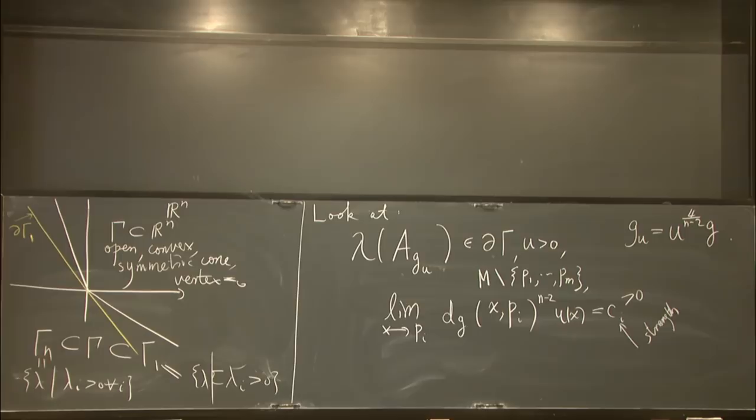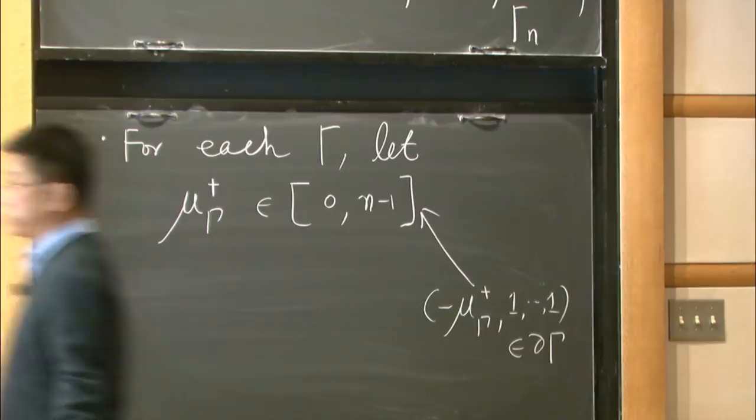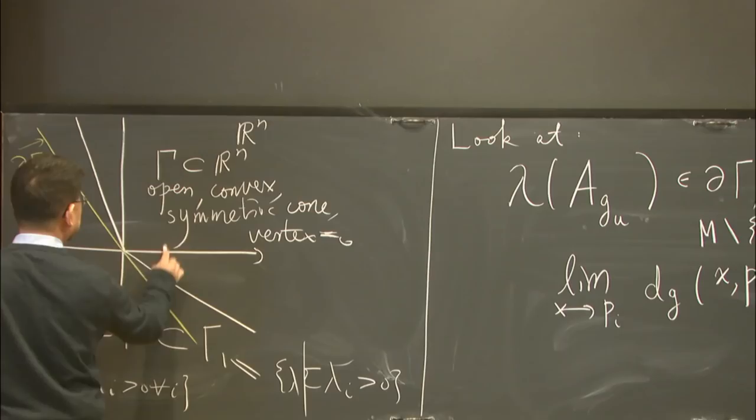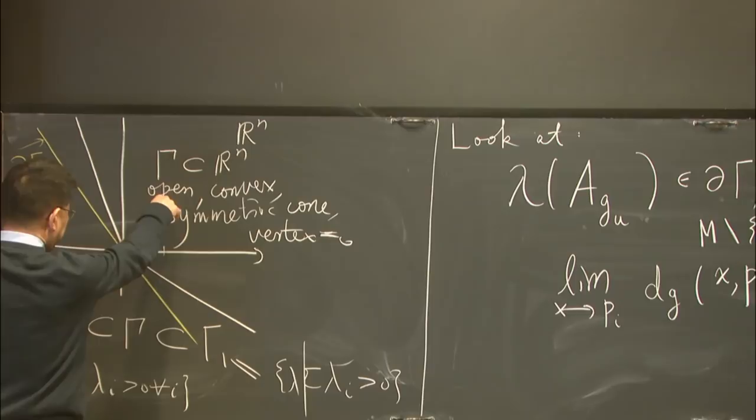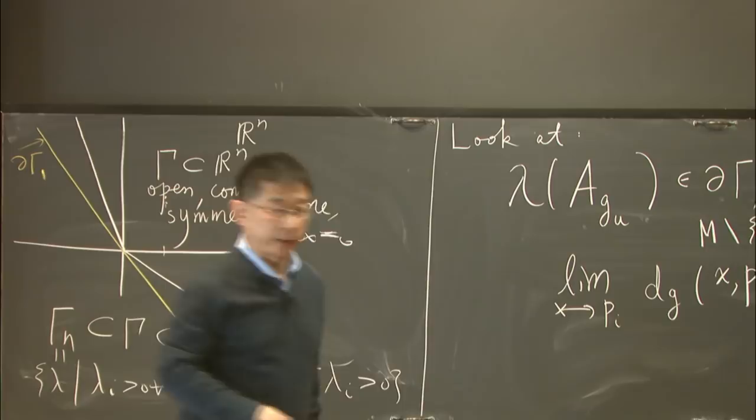So this number is defined by minus mu gamma 1, and 1 belongs to the boundary of gamma. That's because, let's say, here I take 1 here, I go up 1, 1, I drop 1 coordinate down, I will hit here. So that will be my minus mu gamma.